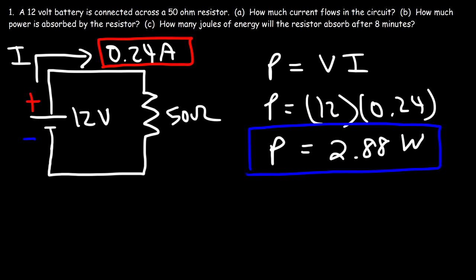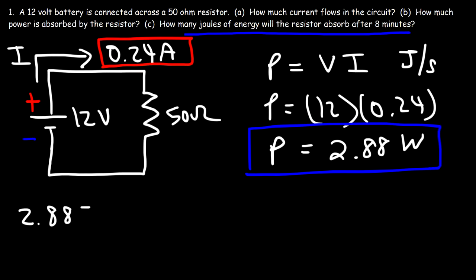Now let's move on to part C. How many joules of energy will the resistor absorb after 8 minutes? How can we find that answer? Now recall that a watt is a joule per second. So 2.88 watts, we can write that as 2.88 joules that's transferred to the resistor every second.